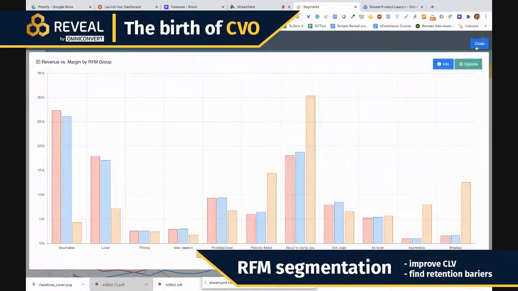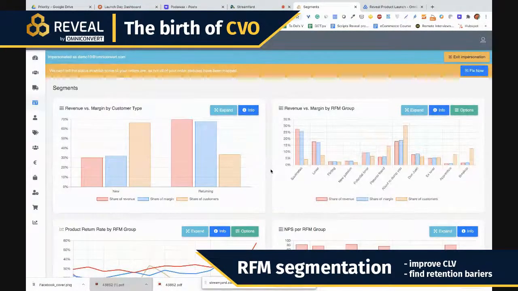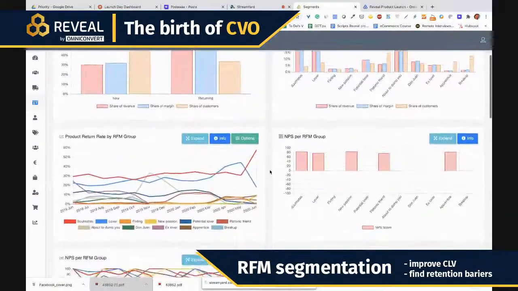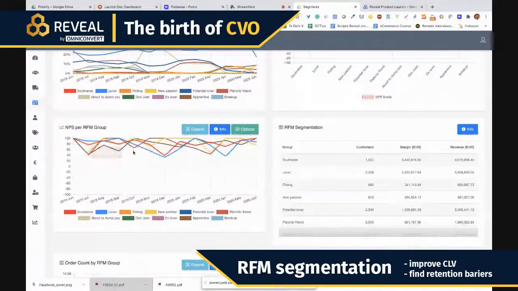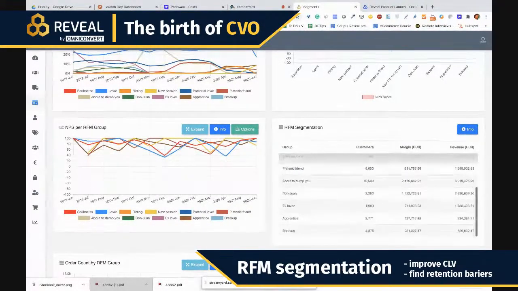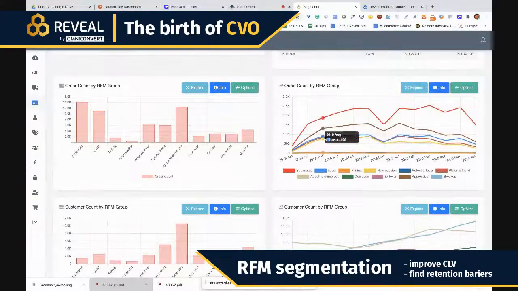The beauty of RFM is that it empowers you to identify the ideal customers that you have. Not only can you see them, but you're able to see things like the product return by each RFM group, the NPS by each RFM group, and also the dynamics of these groups, because you might want the soulmates to go up like this. You don't want them to have a negative trend and be about to dump you; you want a positive trend.